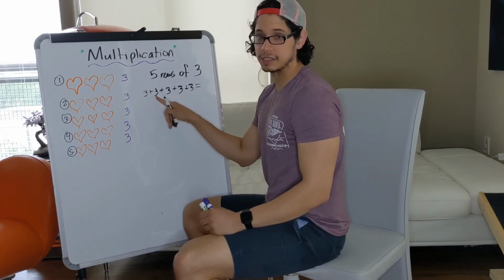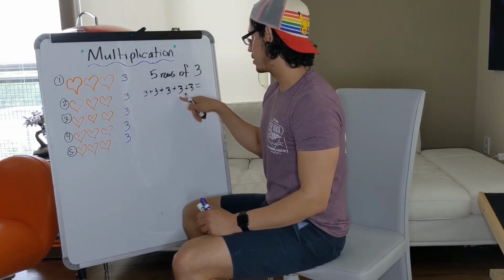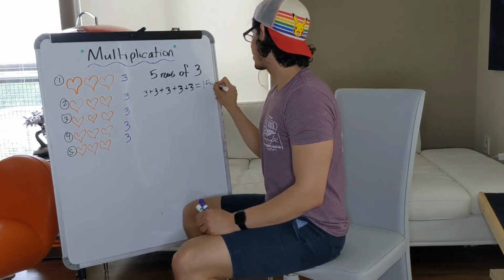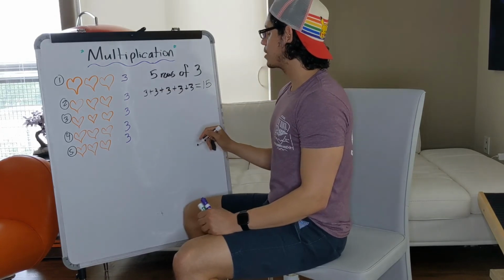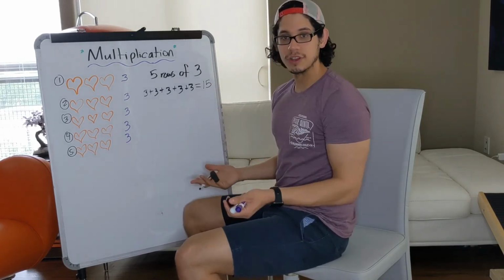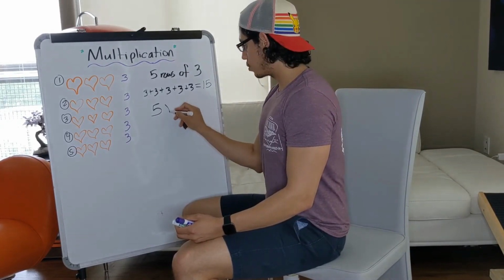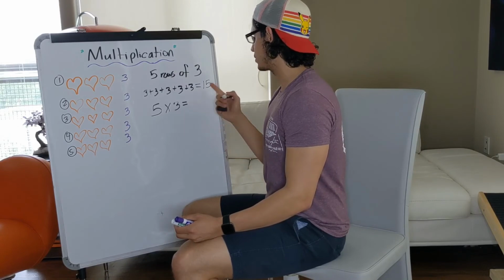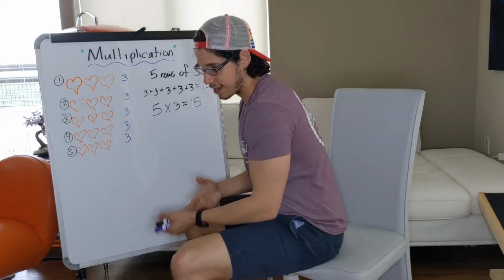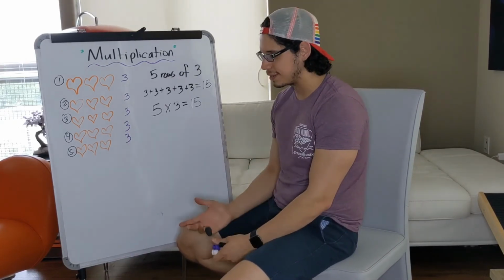I can say, okay, 3 plus 3 is 6. 6 plus 3 is 9. 9 plus 3 is 12. 12 plus 3 is 15. That's right. Just giving you a moment there to see if you could do your math. So 3 plus 3 plus 3 plus 3 plus 3 equals 15. Another way we can write this is using our multiplication number sentence. So we have 5 rows of 3 equals, and we've already found that, that's 15. 5 rows of 3, 5 times 3. So this is just another way that we can represent multiplication by using arrays.